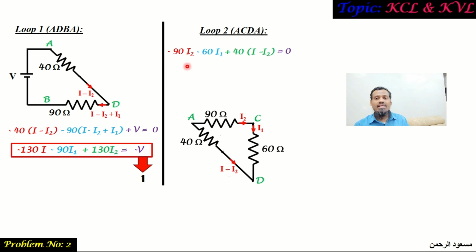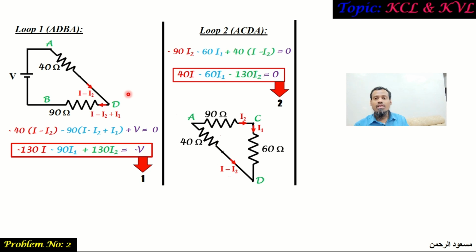So again, manipulating the written equation and separating out the I terms, I1 terms, and I2 terms individually, we will end up with this equation, which we can notate as equation number 2, which corresponds to loop number 2.